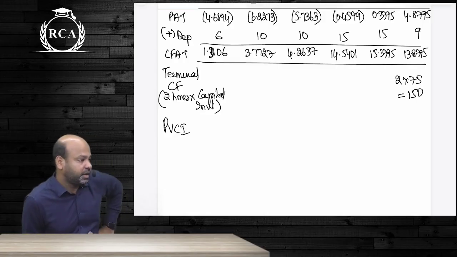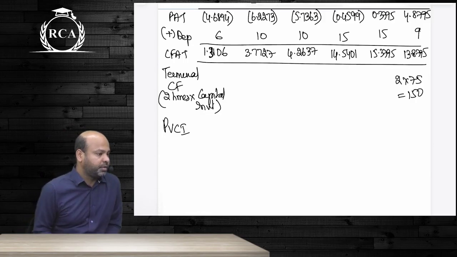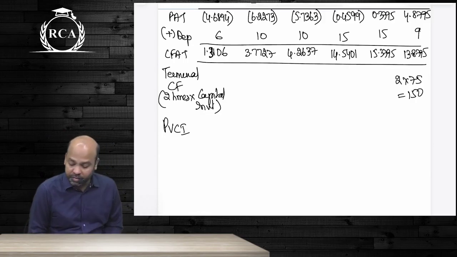Arrive at PVCI guys. Last year you will also take a cash inflow of 150 crores guys. Take 150 crores plus that amount but a 13.8795 and get the answer.